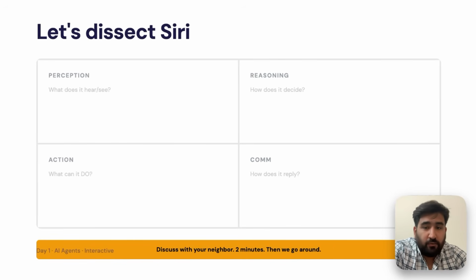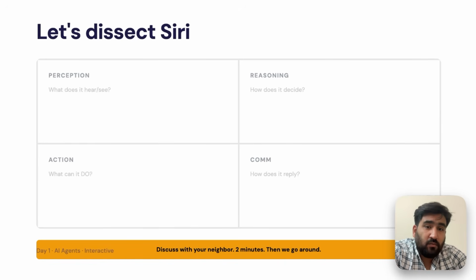Let's look at the empty four quadrant worksheet I've prepared. I wanted to do a quick exercise here. So, in the chat section, pick anything, okay? Like, let's discuss Siri for now. Or it could be Alexa, Google Assistant, whichever you use most in your life. For the next 2 minutes, dissect it completely. Fill each quadrant with what you think is happening under the hood.